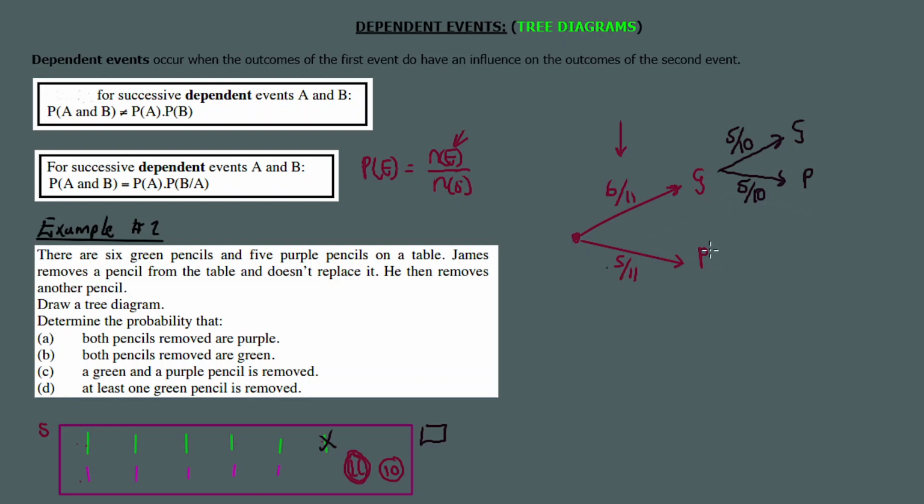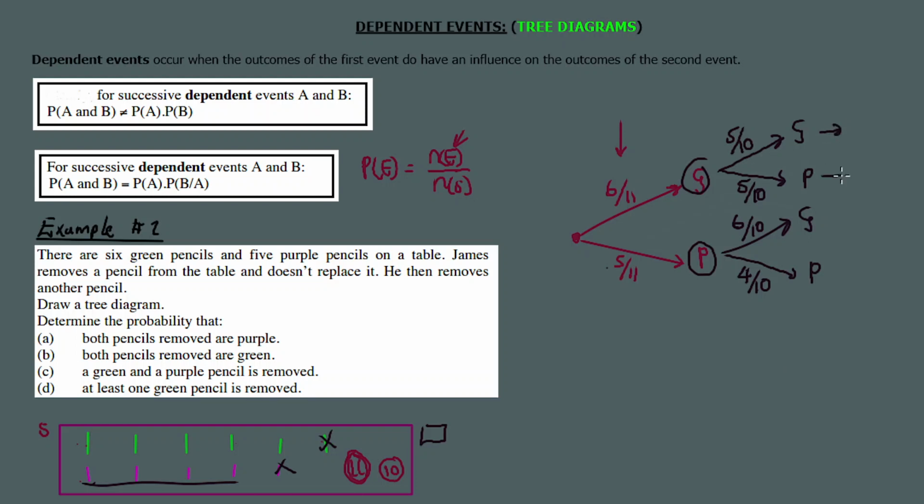If I took out a green, the number of purple remains the same. If I took out a purple this time, the number of greens remains the same. You have 6 over 10 green here, and for the purple it's going to be 4 out of 10. I had 5 purples, I take out a purple and remain with 4. So for the second row I only have 4 options out of 10, so it's purple.